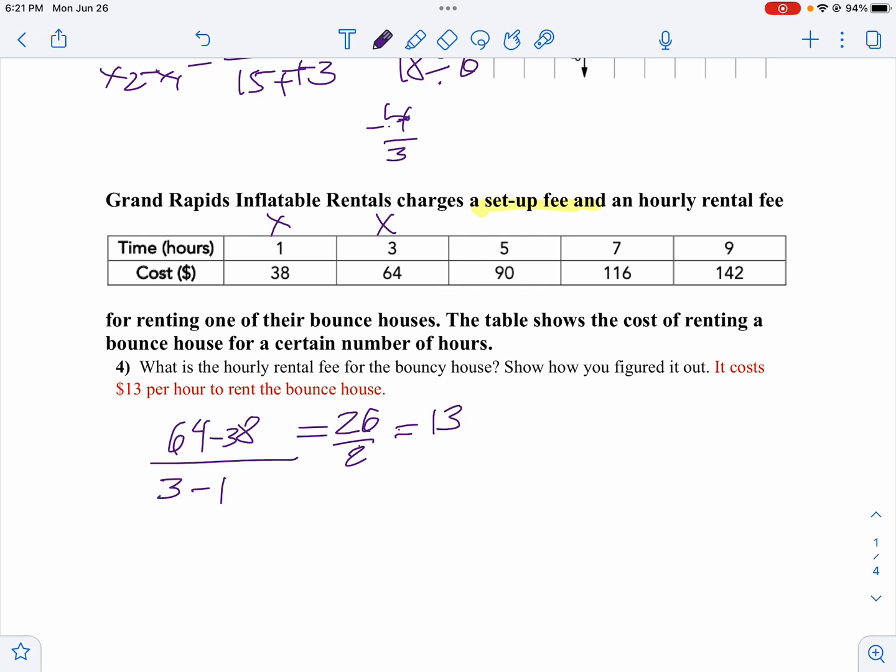Now, however, we're doing the hourly rental fee. Please answer in a complete sentence. So it costs $13 per hour to rent the bounce house. That's a rate of change. Remember, rate of change has the units in it.